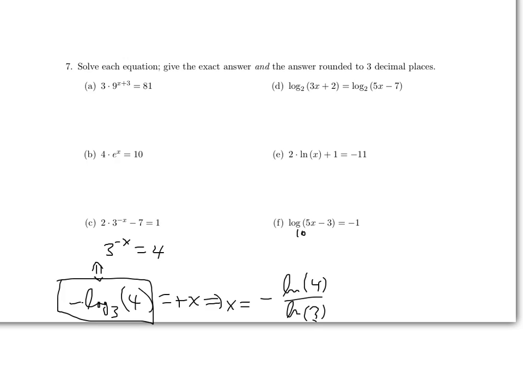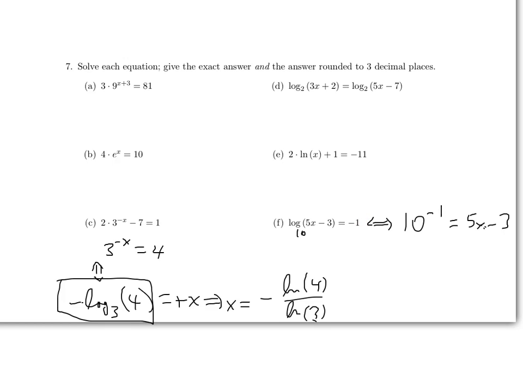This already is separated. The log part is already by itself on the left side, so you can say it's equivalent to the equation where the input and output are swapped. So this was the input into the logarithm, and so that's going to be the output in the exponential, and -1 was the output of the logarithm, and so -1 is the input into the exponential.